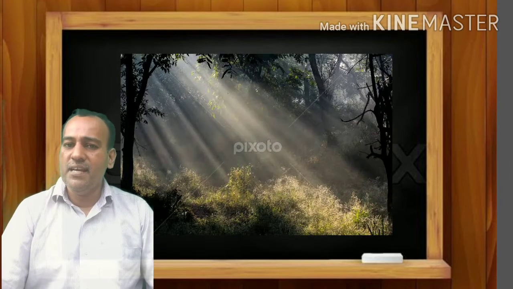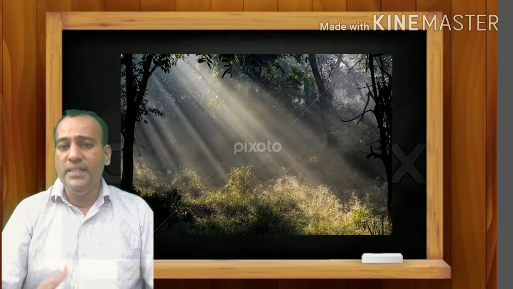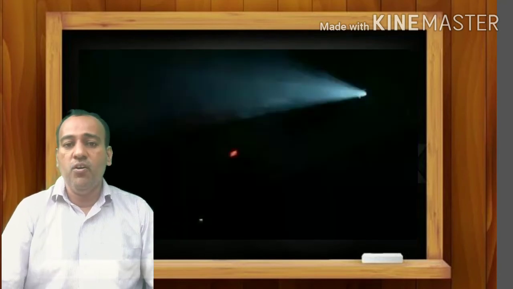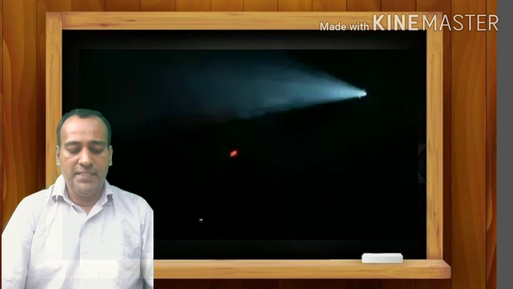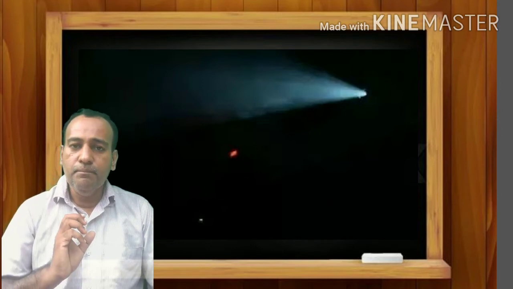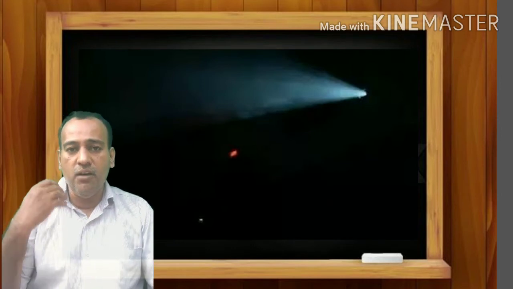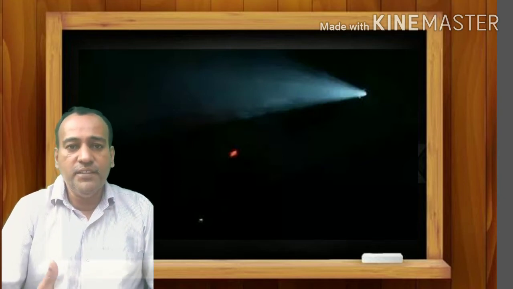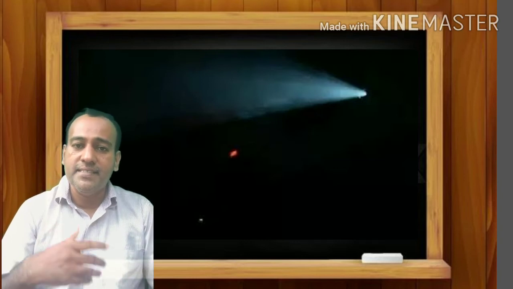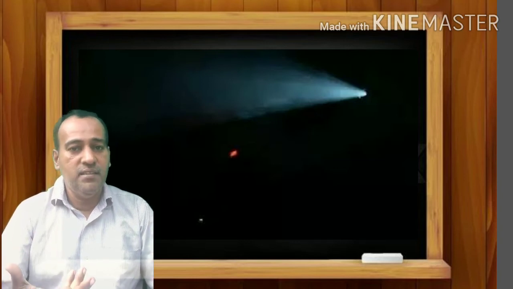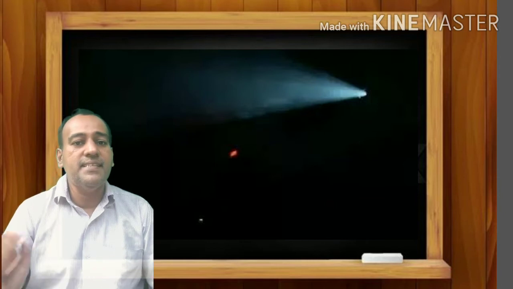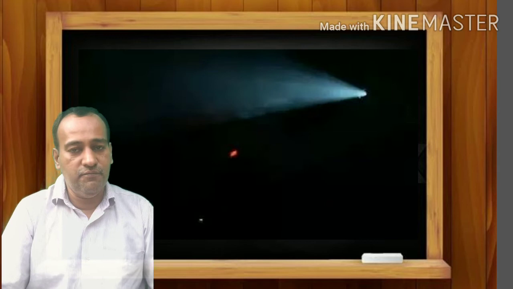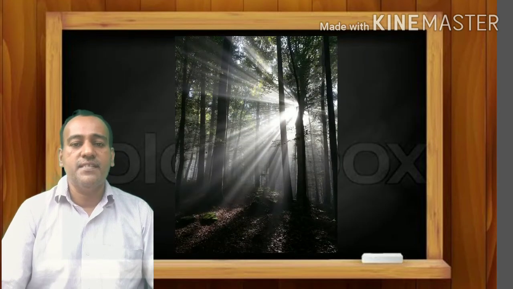What is a common example of this? One common example of the Tyndall effect is in the cinema hall. During projection, we can see the beam of light coming out of the projector get illuminated. How is it illuminated? Because the light gets scattered by the dust particles as well as the smoke present inside the hall. That is the Tyndall effect. We can commonly see it in a cinema hall.